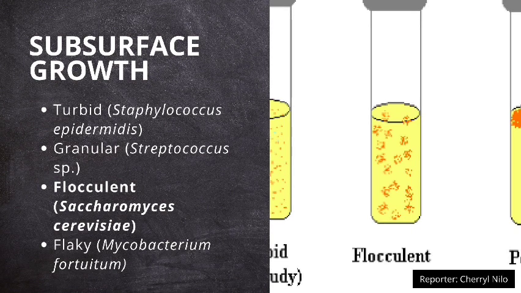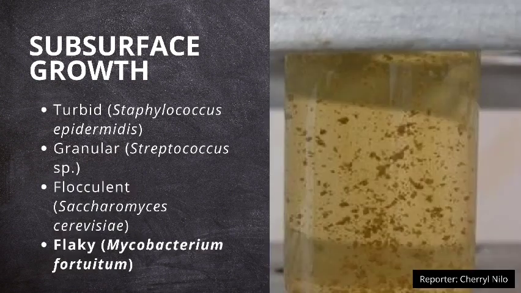Also, there's a difference between the granular and flocculent. Flocculent promotes the clumping of small particulate matter, such as bacterial cells, while granular shows up as small spots. And the last characteristic under subsurface growth would be the flaky. It has large particles. Example to this would be Mycobacterium fortuitum.